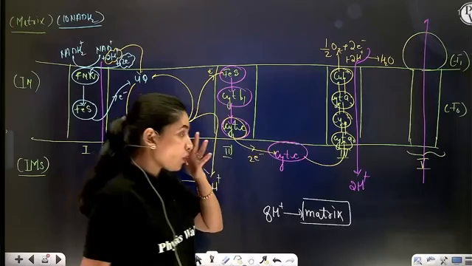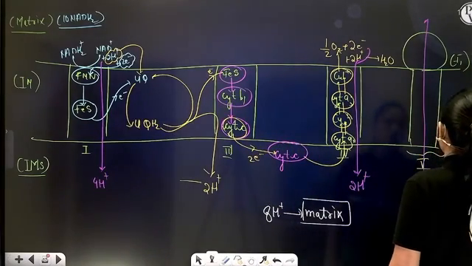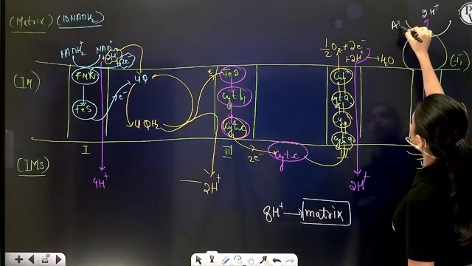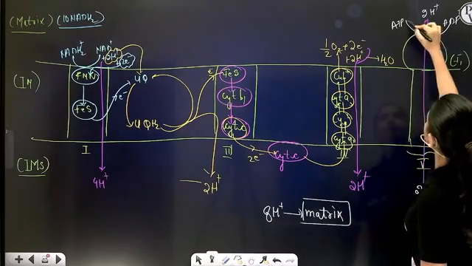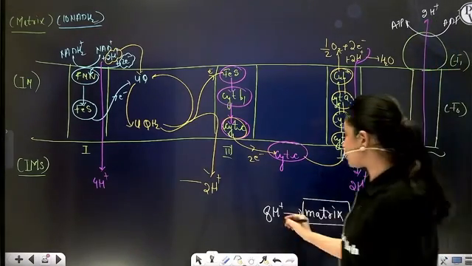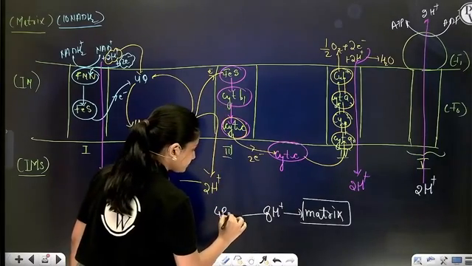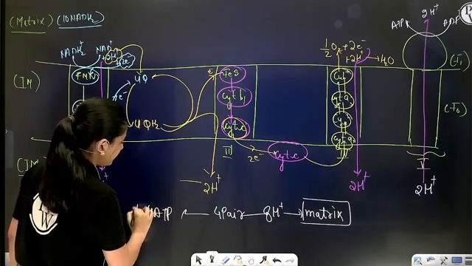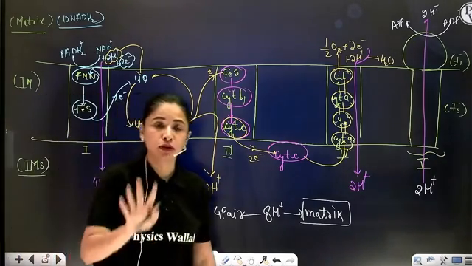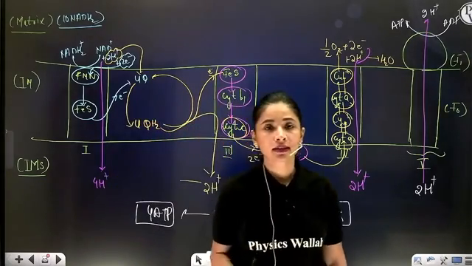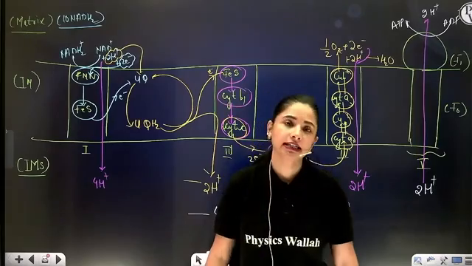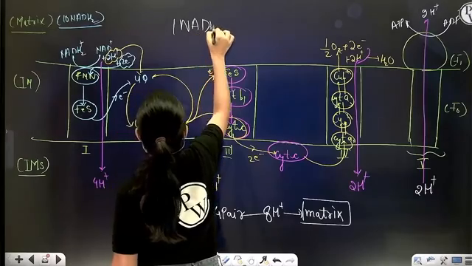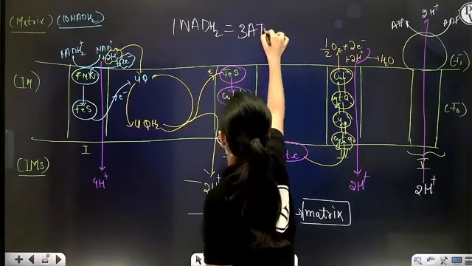So every time one pair of protons, that means 2 protons, goes back into the matrix, it generates 1 ATP, right? So how many pairs of protons are there? 4 pairs. So how many ATP can we generate? 4 ATP. So can we say that one molecule of NADH2 can produce 4 ATP? Is this correct? No, not correct. One NADH2 is responsible for producing only 3 ATP.